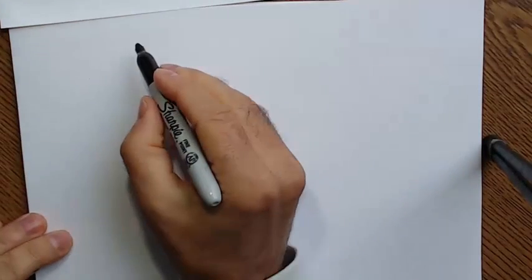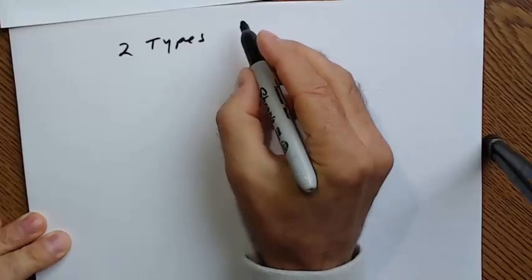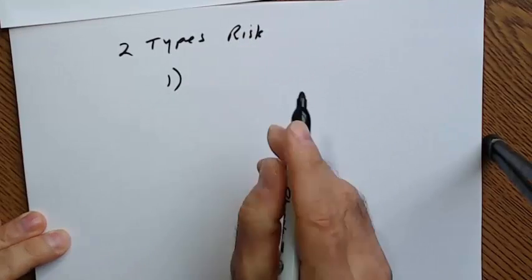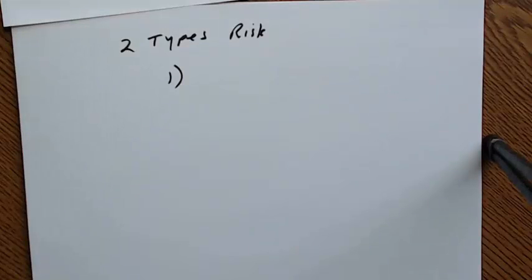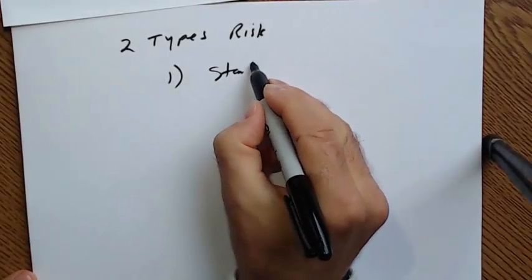Now, as I said a minute ago, there's two types of risk, two broad types of risk. Okay, there's many angles to look at risks. So I don't want to tell you there's just plain old two types. There's more to it than this. There's standalone risk.